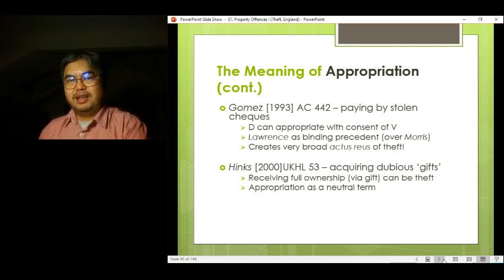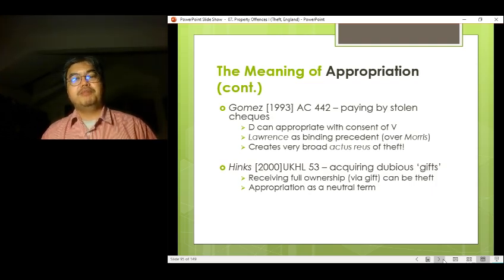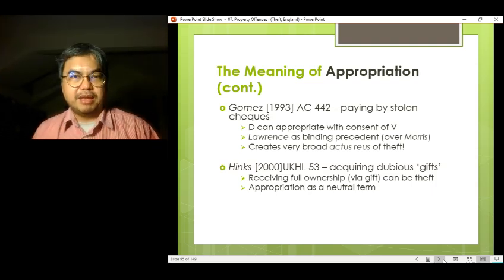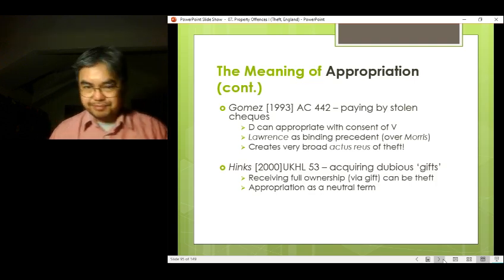Although for Hinks, I feel that perhaps the offense of fraud would have been a better fit instead of theft. Instead of committing theft, perhaps they should have come under fraud, but that would have its difficulties also, right? That would have its difficulties. And we will deal with fraud later on.